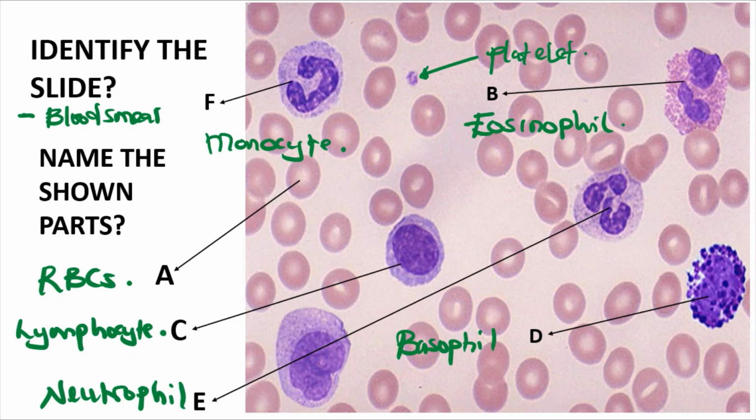Okay. So this is the blood smear. There are two types of blood smear. You can have a peripheral blood smear or you can have a bone marrow smear.